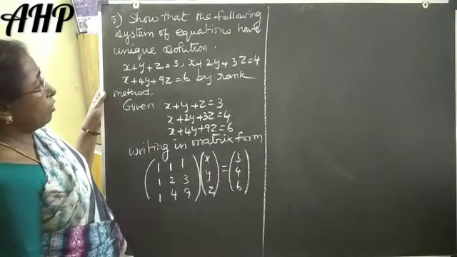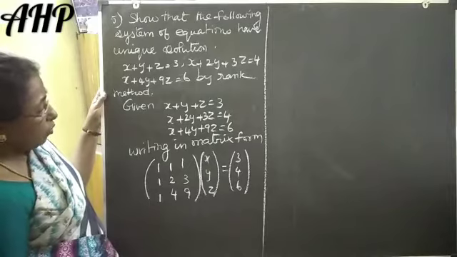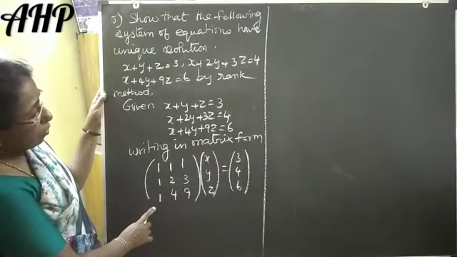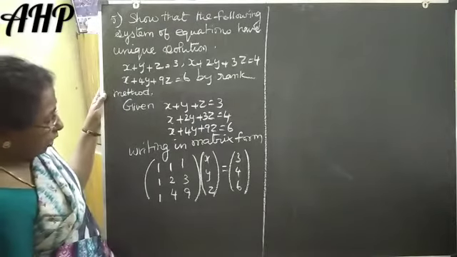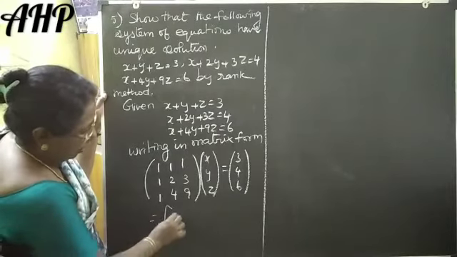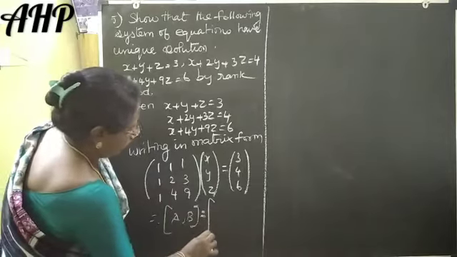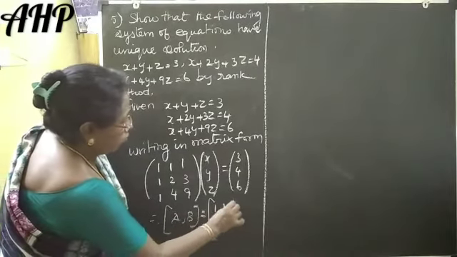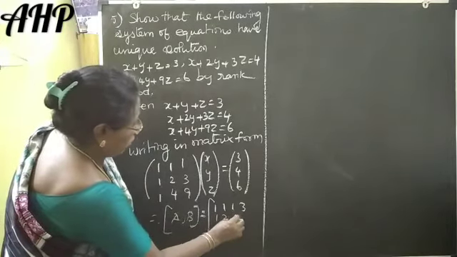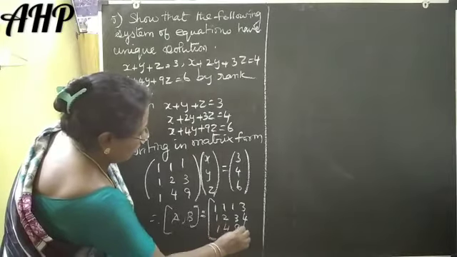Now to solve this equation and say it has unique solution, we are going to write this in augmented matrix form, and then using elementary transformation we are going to reduce the equations. Therefore, augmented matrix AB is equal to [1, 1, 1, 3; 1, 2, 3, 4; 1, 4, 9, 6].